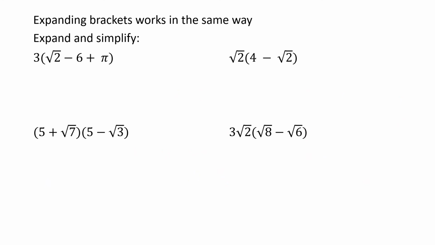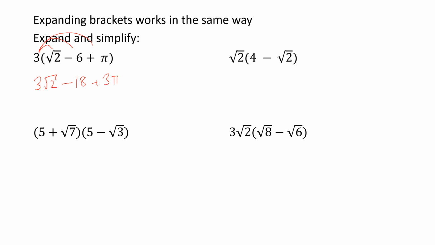We can obviously do the same thing with brackets. We can expand them. We can see what comes up. So let's do that. We're going to do 3 root 2 from the 3 times the root 2. And then that'll be minus 18 from the 3 times the 6. And it'll be plus 3 pi from the 3 times the pi. And you can't do anything with that. Pi is a constant. Root 2 is a surd. 18 is a number. We can't combine anything there, so that's as simple as it gets.